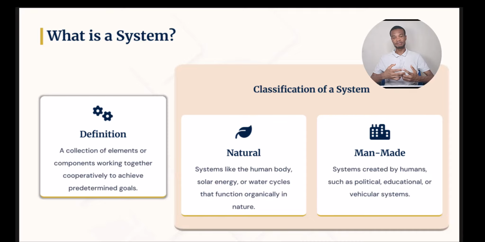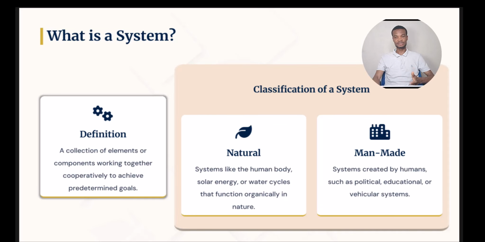What about the man-made systems? An example of them is the political system, the educational system, the vehicular system, and so on. These are systems that are organized by human beings, that are produced by human beings. They are man-made, as the name implies.